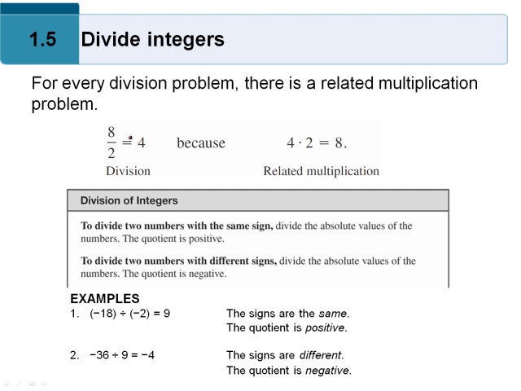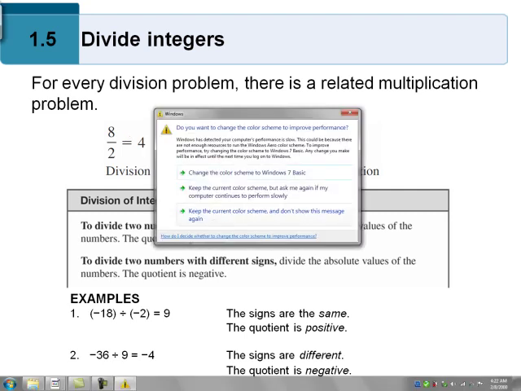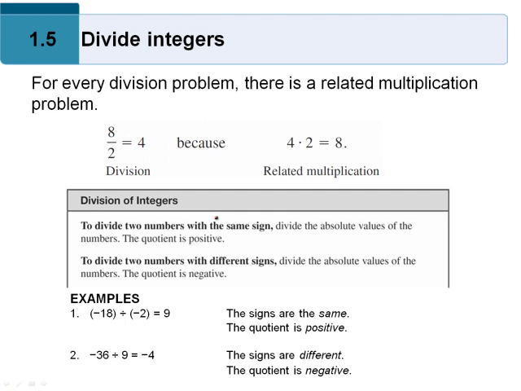Because of this relation, the sign rules that we just learned for multiplying integers back in section 1.4 also apply to dividing integers. So here are our sign rules right here. The sign rule for dividing integers is: if you divide two numbers with the same sign, the quotient, which is the answer to a division problem, is positive. So same signs positive, just like multiplication. And if you're dividing two numbers with different signs, the answer is negative. Okay? So the exact same rules as multiplication.